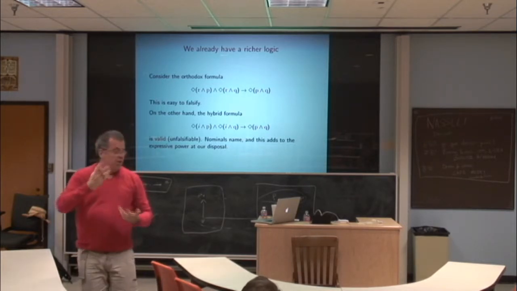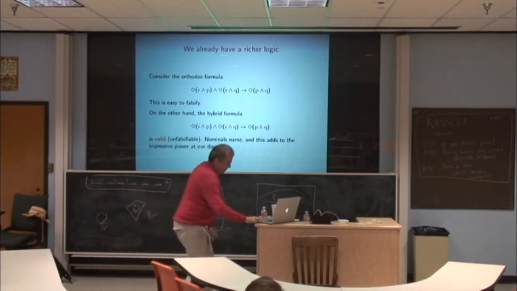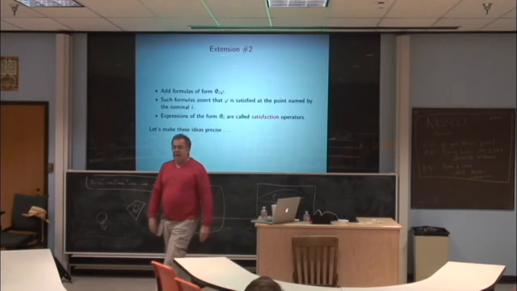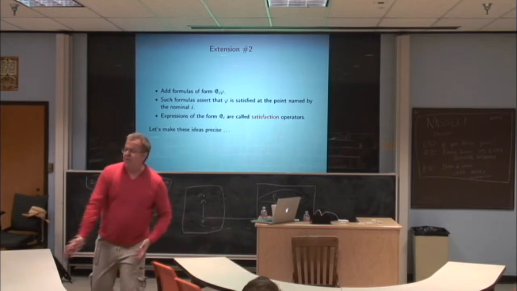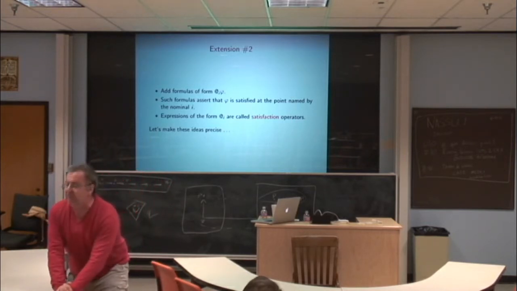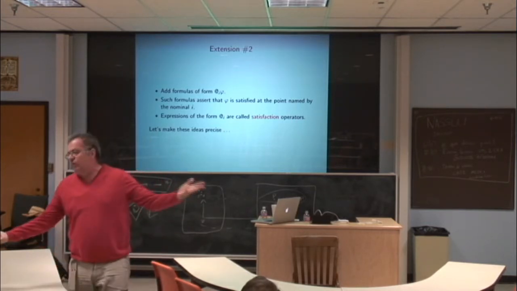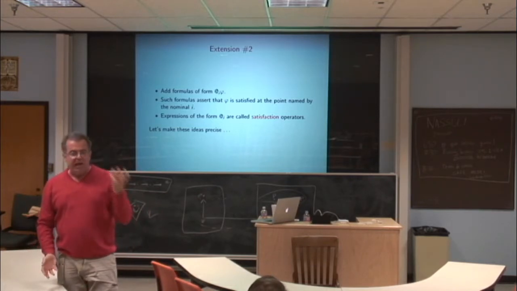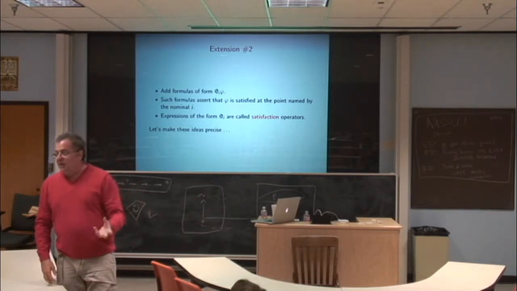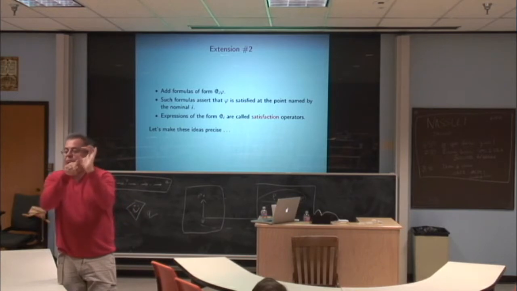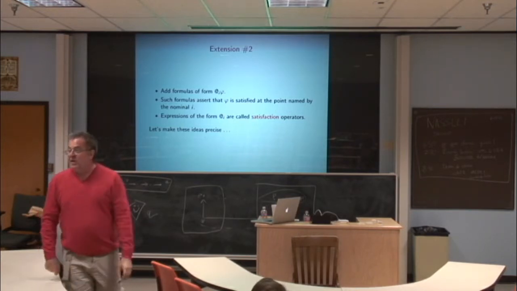Second change to get the basic hybrid language is this. It's almost like, once you invented nominals, you say, no, I'm not going to add this operator, okay, I give up. We are going to add the at operators. And these at operators are essentially modalities which take a nominal as a subscript. And we write things like at I, phi.